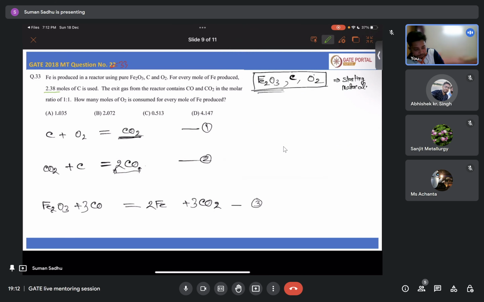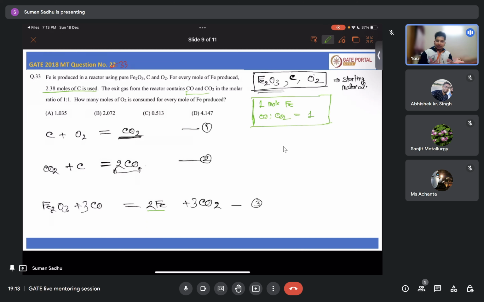So now, what information is given? To form 1 mole of iron, 2.38 moles of carbon is used. So at the end, that is the product. In the product, what you have is 1 mole of iron, and the ratio of CO to CO2 is 1. So this we know at the end.